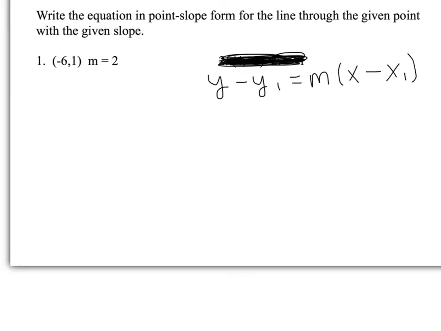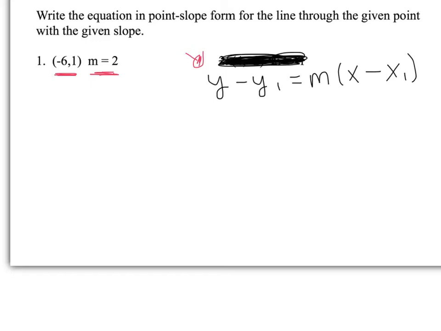So here's an example that asks us to write the equation in point-slope form for the line through the given point with the given slope. So remember that all you need is a point and a slope. So they give you the point and they give you the slope of this line, and we need to write an equation for it. Okay? So I'm going to write my point-slope formula. So all I'm going to do is plug it right into this equation.